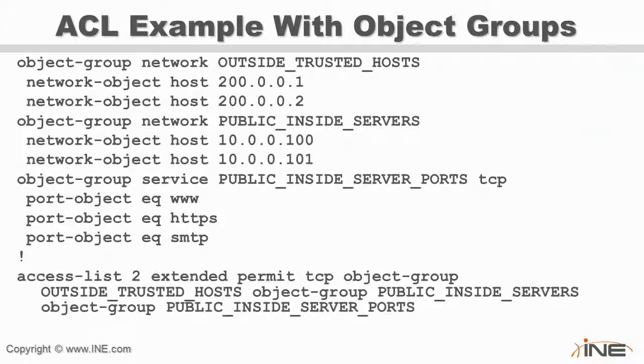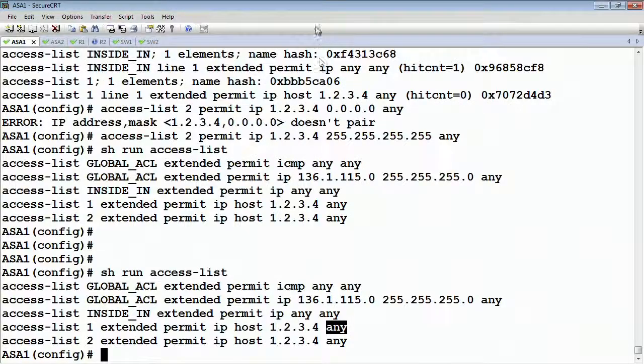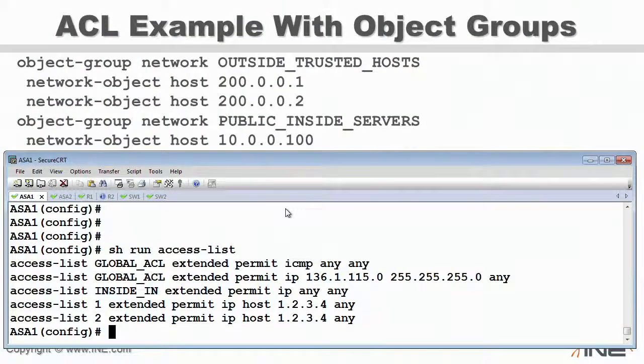Then from the access list point of view, when we reference the object group, we can see we're saying it's TCP object group. The outside trusted host is going to be the source. The object group public inside servers, that's the destination, and then the object group public inside server ports is the layer 4 port information.